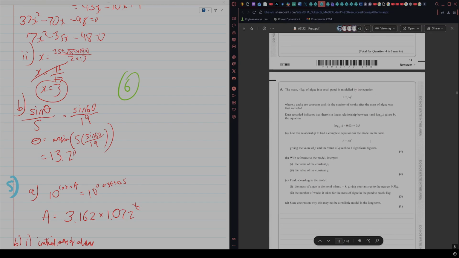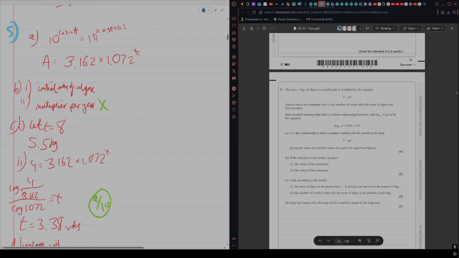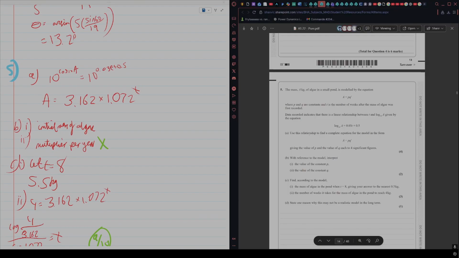Alright, next question, we have a log relationship. We haven't done this, but you can kind of figure this one out. So what I did is I raised them both to base power 10. So the 10 to the log base 10 of a is going to cancel out, so it's just a, and then it's going to be 10 to the 0.5 times 10 to the 0.03t. So 10 to the 0.5 is just 3.162, and then 10 to the 0.03t is just 10 to the 0.03 to the power t, which means 10 to the 0.03 is 1.072, and then that's to the t.